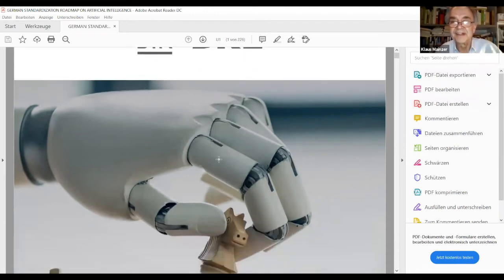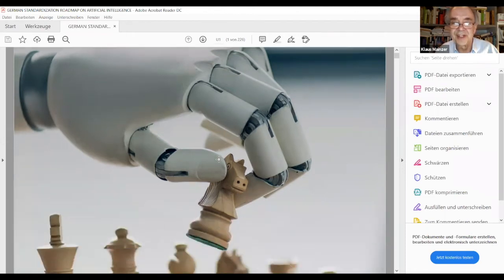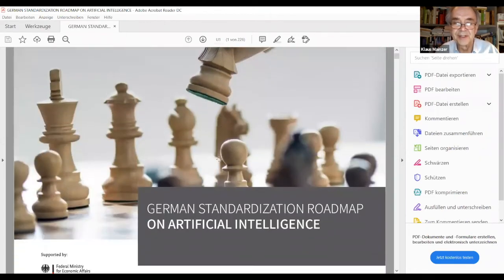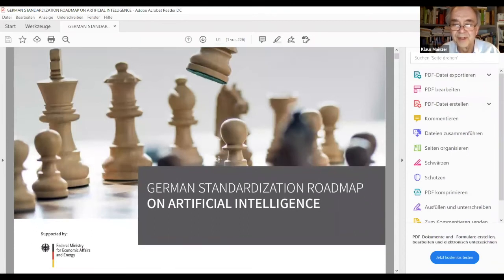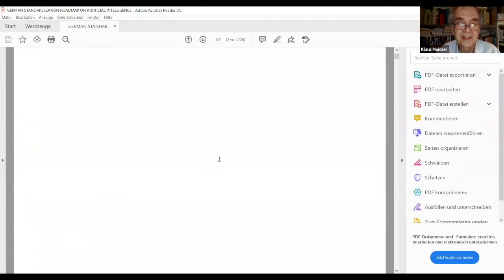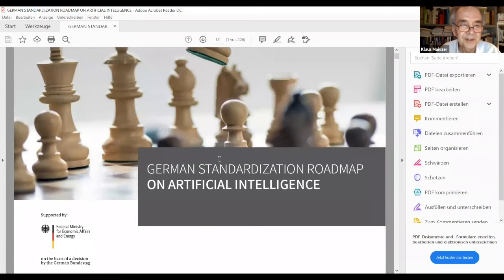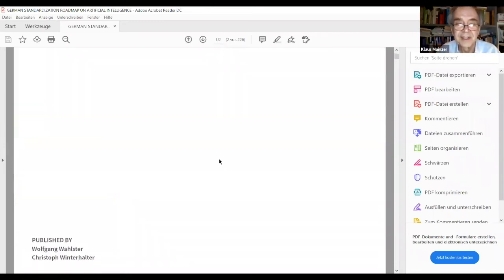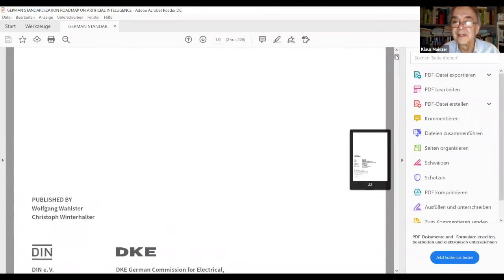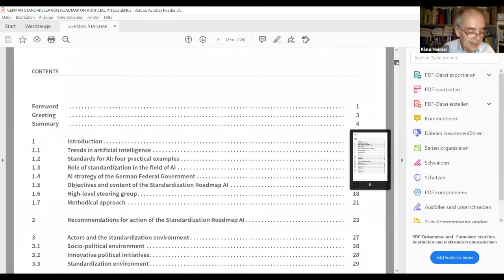Perhaps it is a nice idea to have a short overview, a survey of this document, German Standardization Roadmap on Artificial Intelligence, Federal Ministry of Economic Affairs and Energy. And now I have some pages which I want to highlight for you in order for later discussion.